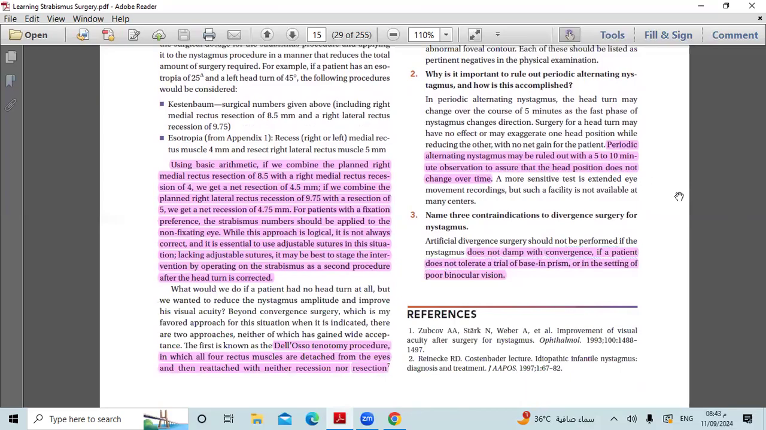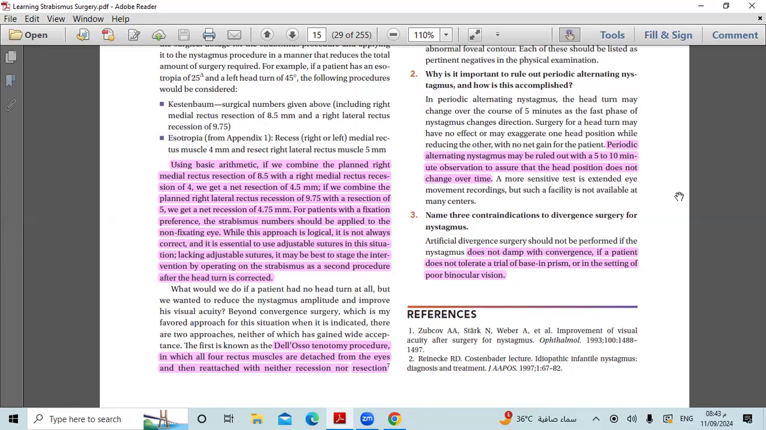3. Name 3 contraindications to divergence surgery for nystagmus. Artificial divergence surgery should not be performed if the nystagmus does not damp with convergence, if a patient does not tolerate a trial of base in prisms, or in the setting of poor binocular vision.